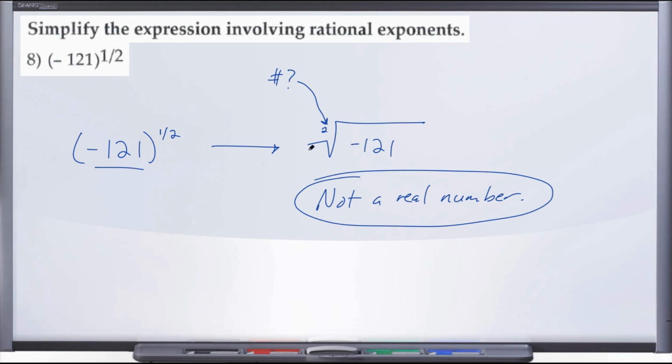And so this is asking us to perform some sort of operation that we simply can't do. And so our answer for now is not a real number. Later on, we'll get into imaginary numbers, but for right now, not a real number will suffice.